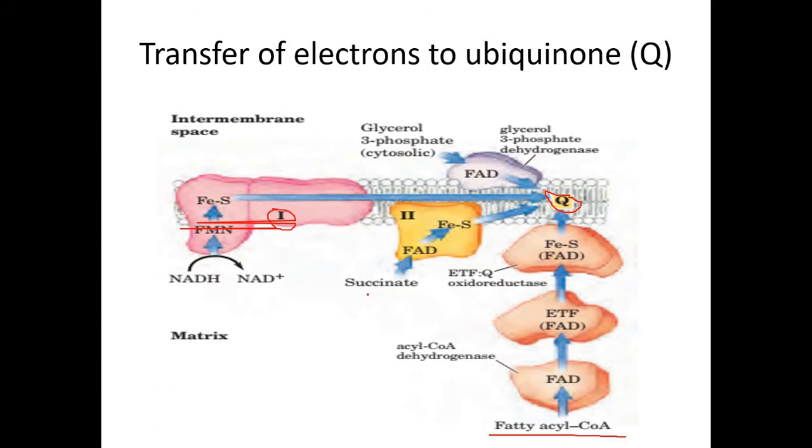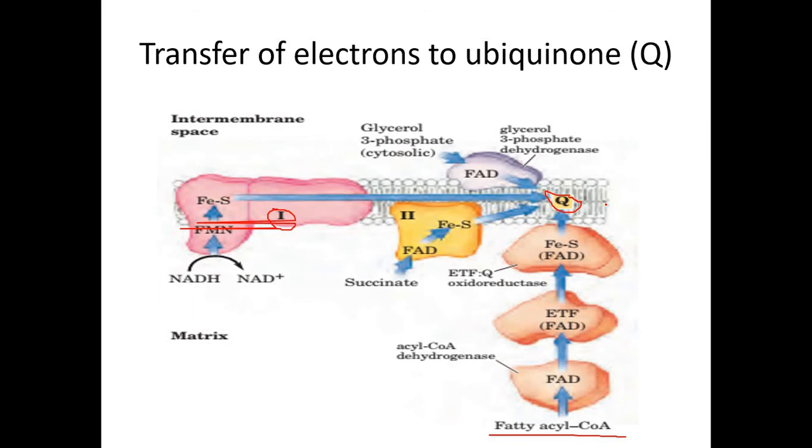Now the succinate, this is what is called complex 2. Complex 2 transfers the electrons from FAD to ubiquinone. Then the third enzyme is the glycerol 3-phosphate dehydrogenase. This enzyme transfers electrons from the NADH present in the cytoplasm to ubiquinone. The fourth enzyme is the ETF-Q oxidoreductase. This enzyme transfers the electrons from fatty acyl coenzyme, or simply we say fatty acids, to ubiquinone. The first step of the electron transport chain is the transfer of electrons from electron carriers to ubiquinone.